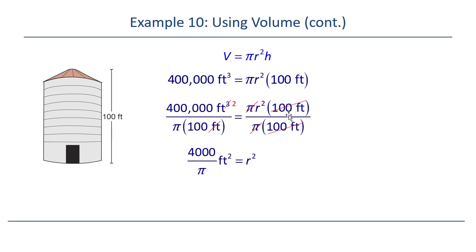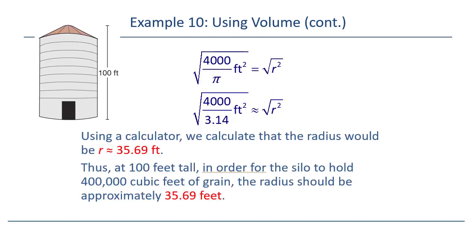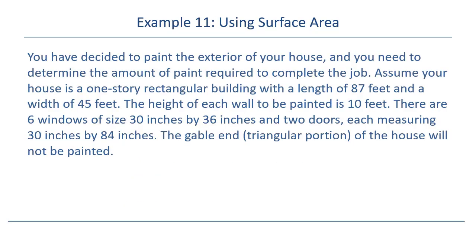And if we do this with 100 foot as the height, and we do all the math, we can see that we get 4,000 over pi square feet equals our radius squared. Plug in pi, take the square root of both sides, and we get a radius of basically 35.69 feet. And of course, if we wanted to make sure that it was big enough, it could be a little bit bigger, we'd probably just make it 36 feet. And then it would have a little bit more volume than necessary, but at least it wouldn't be too small.